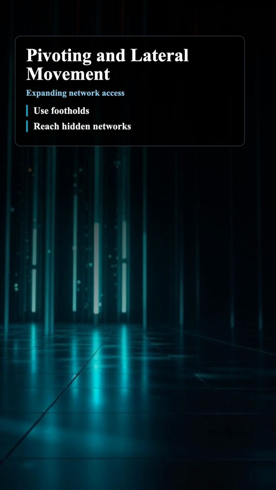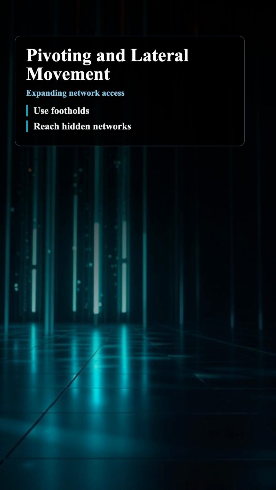The concept of living off the land means using tools already present on the target system rather than deploying your own. For pivoting, tools like Shuttle, proxy chains, and Metasploit's routing features allow you to route your traffic through the compromised system to reach previously inaccessible networks.